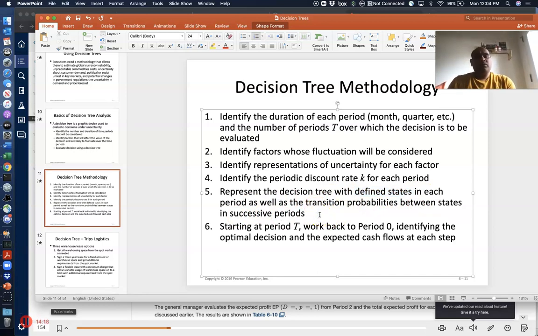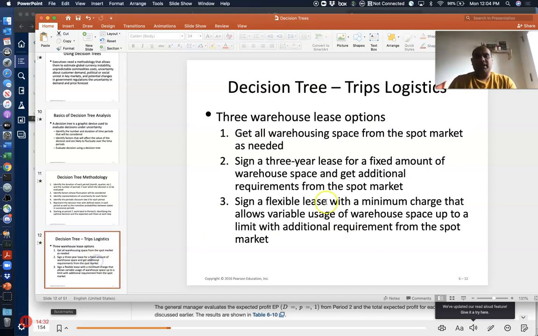Now, one thing that's common with most decision tree methodologies is you always start at the end of the tree and you work your way back. That's usually how it works. So what we'll do is go back to the same TRIPS Logistics example that we had, and we will evaluate 3 different options. Now we'll be doing this over 3 years, so it might look like it's going to get complicated, but it really isn't. It's just a matter of calculating profit values under different scenarios.